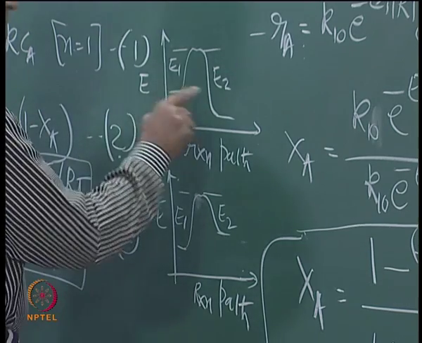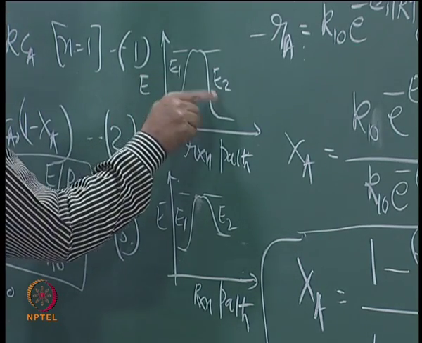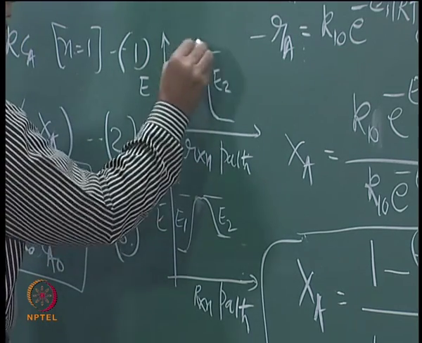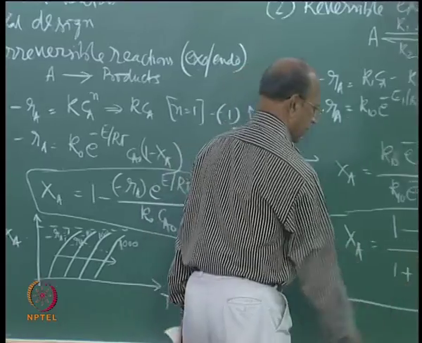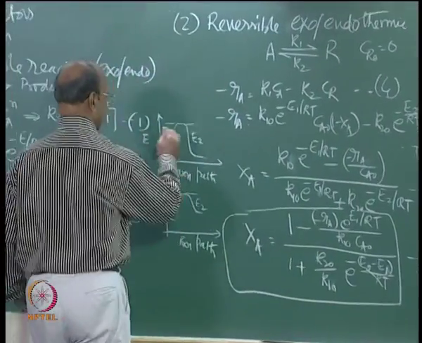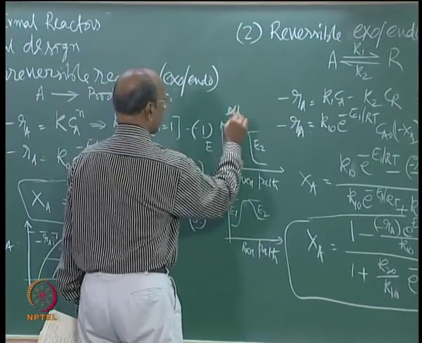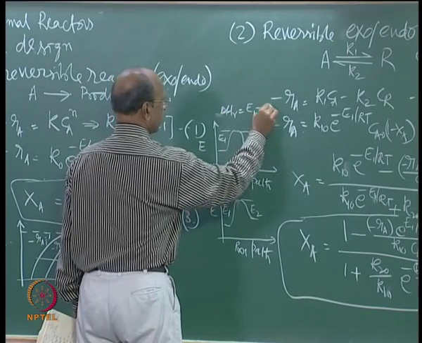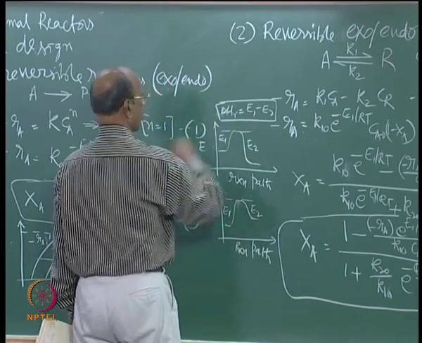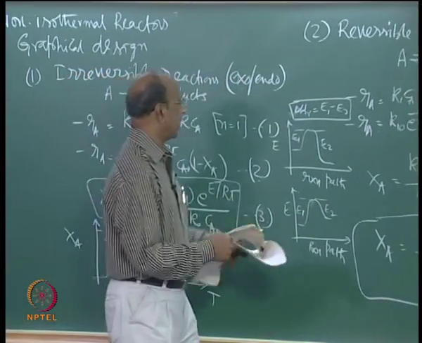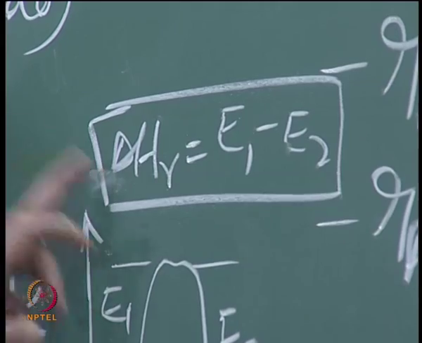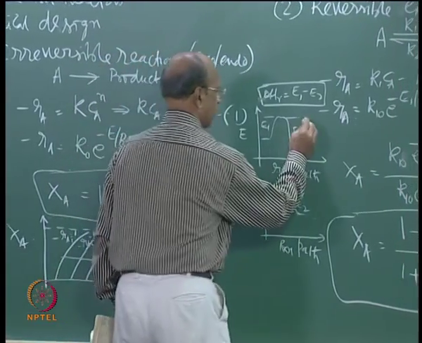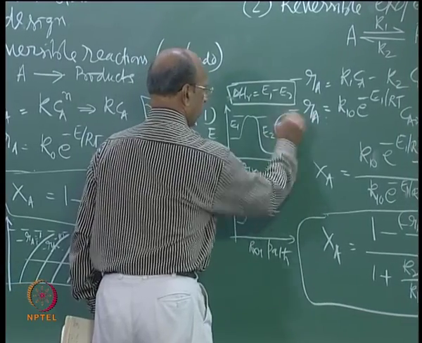This means E1 minus E2 will be a negative value. So this is exo. I also have to write delta H here. In general, delta H equals E1 minus E2, right. So if E2 is greater, then this becomes negative, then it is an exothermic reaction, and the other one is endo. So this is exo.